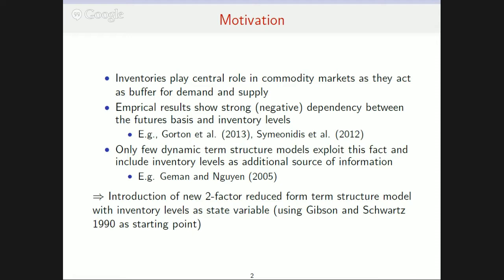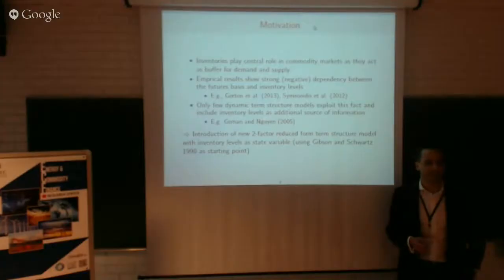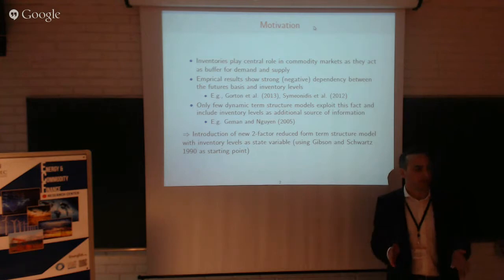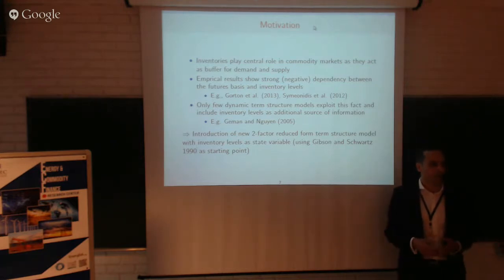So what's the motivation behind our paper? This paper follows a bit the discussion about reduced form asset pricing in commodity markets. The starting point of our paper will be the famous Gibson and Schwartz model. Basically, this paper is about the reduced form asset pricing in commodity markets. And the most popular model, of course, for all of us, is the Gibson and Schwartz model of 1990.